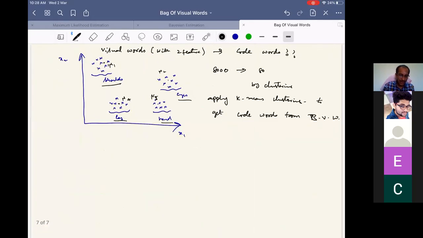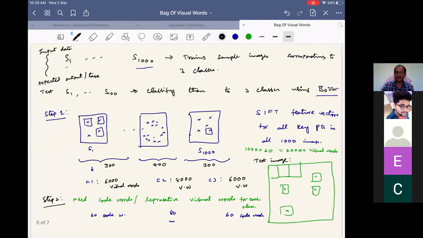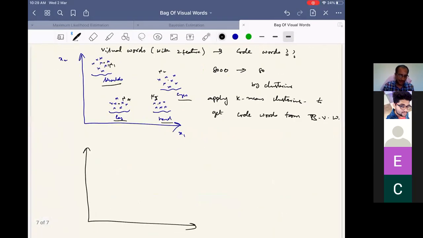Should I consider all 3 class samples together and cluster, or should I cluster each class's samples differently? What should I do? Cluster each class's samples differently. If I do each class separately, I'm getting the assumed result. If I put all samples together, what do you think will happen? What is the problem I may face?